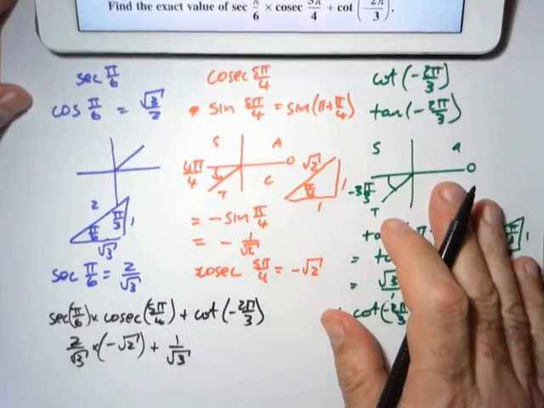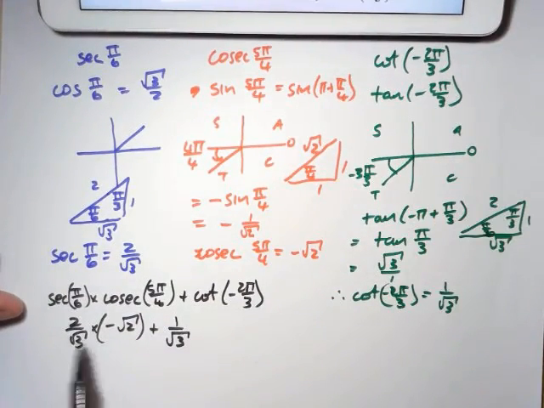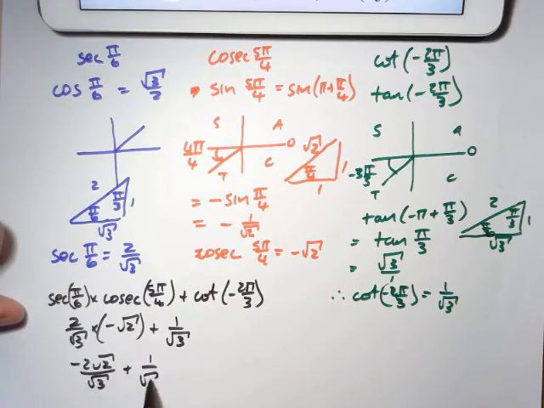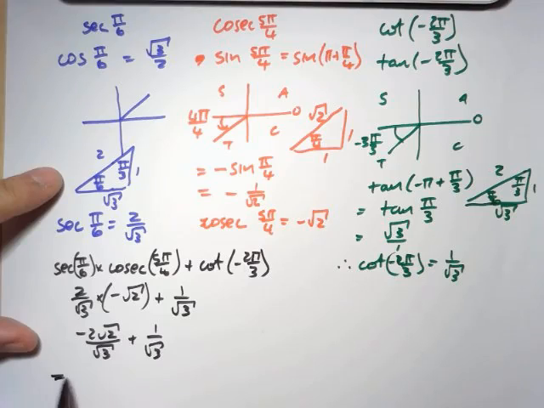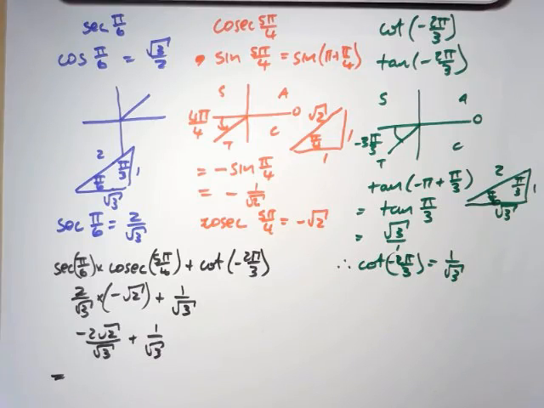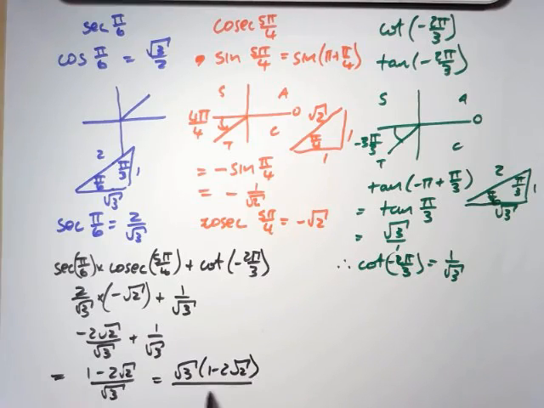If I simplify this, 2 times negative square root 2 is negative 2 square root 2 over square root 3, plus 1 over square root 3. I'm going to multiply everything by square root 3. So this answer will be 1 take away 2 square root 2 over square root 3. Or you can simplify that by multiplying square root 3 above and underneath the line. That will give me an answer of square root 3 times 1 minus 2 square root 2 over 3. And that is the whole question.